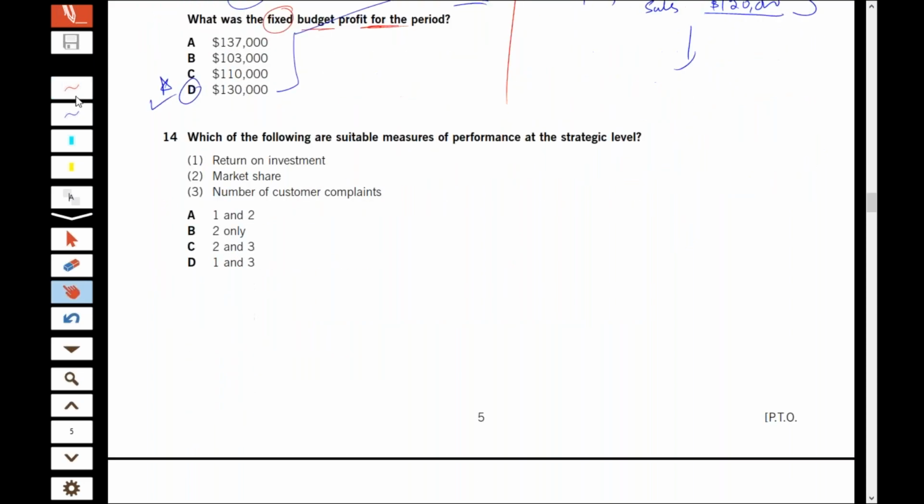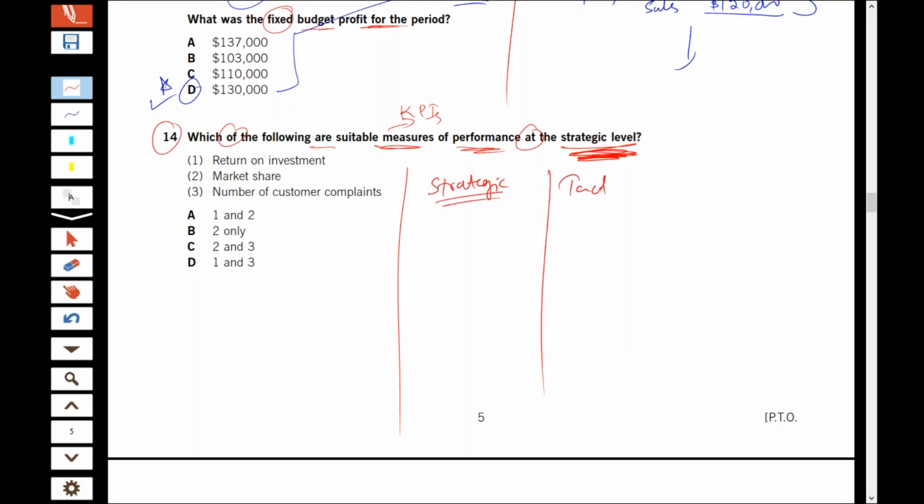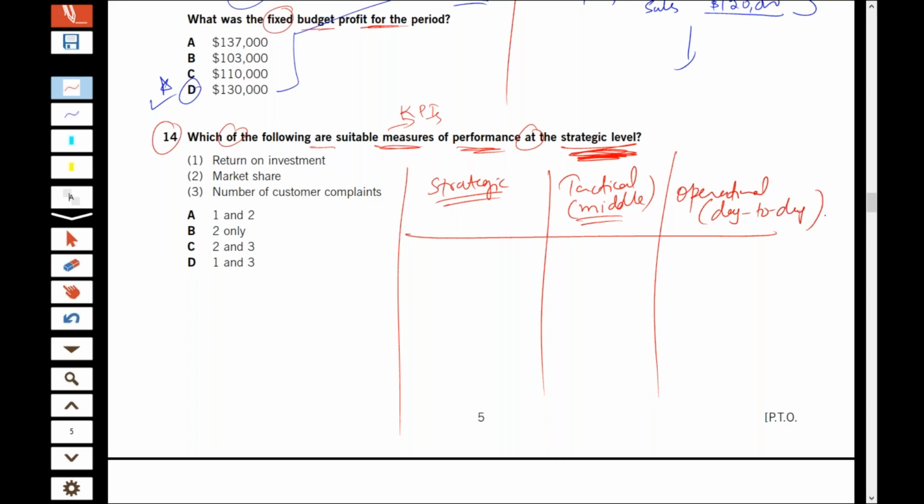Moving to the next, number 14. Which of the following are suitable measures? Measure means KPIs of performance at the strategic level. See that there are three levels. Number one is strategic. Number two is tactical or middle. Number three is the operational. Operational means day to day.